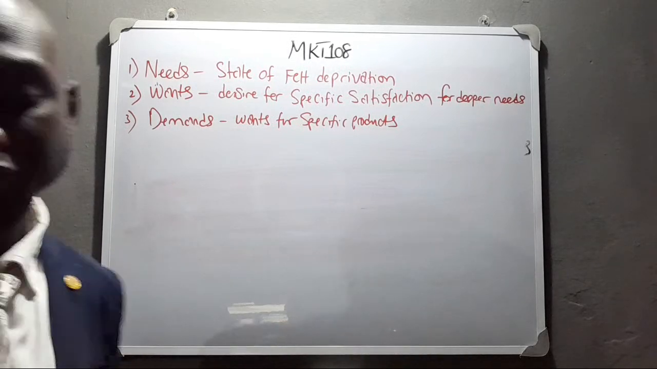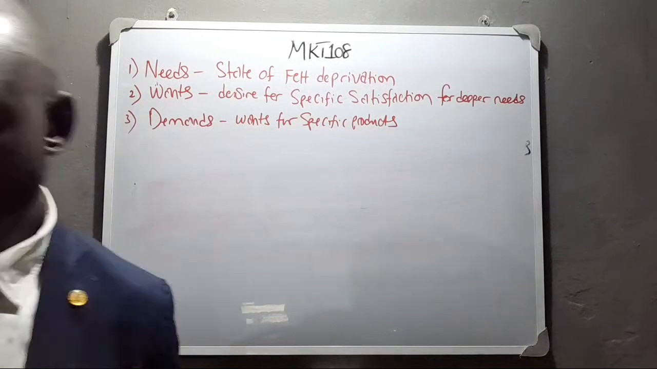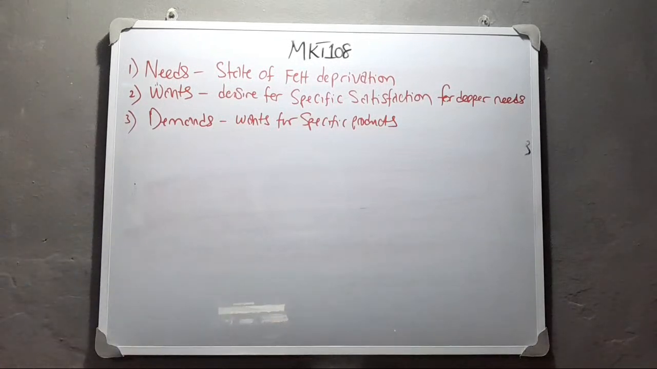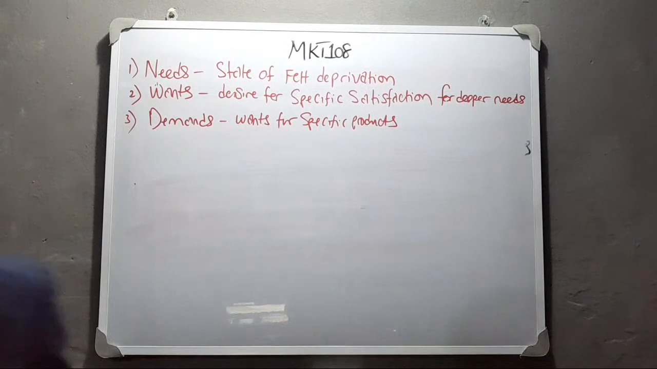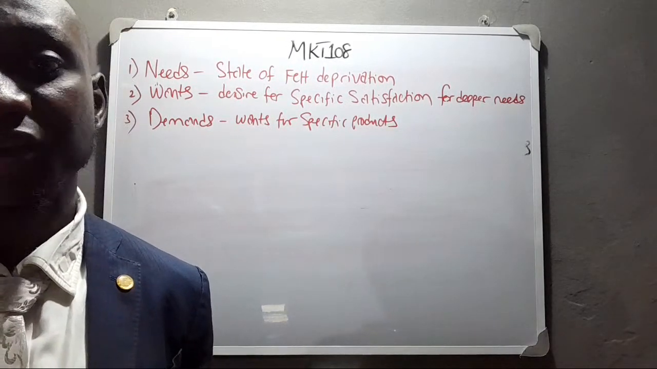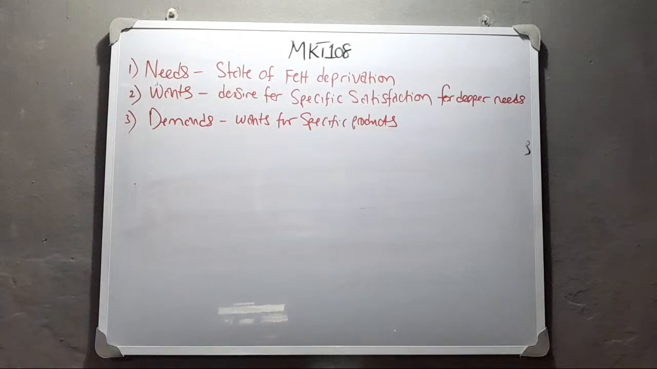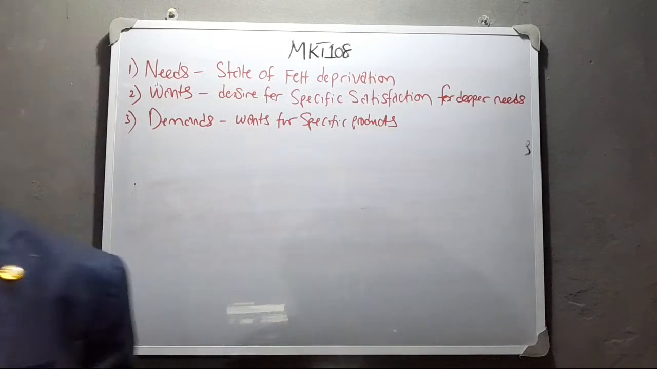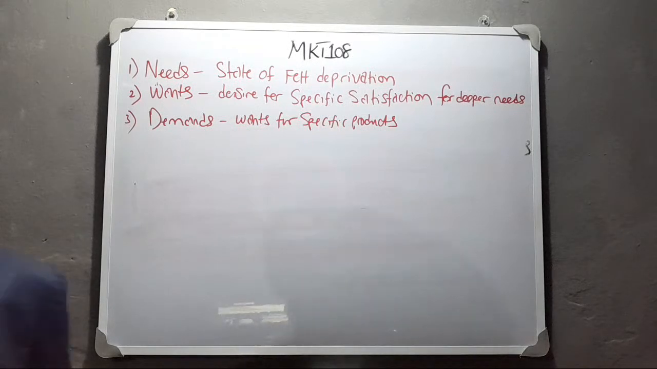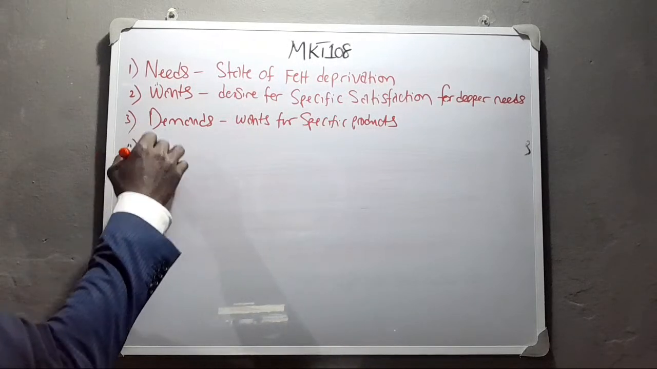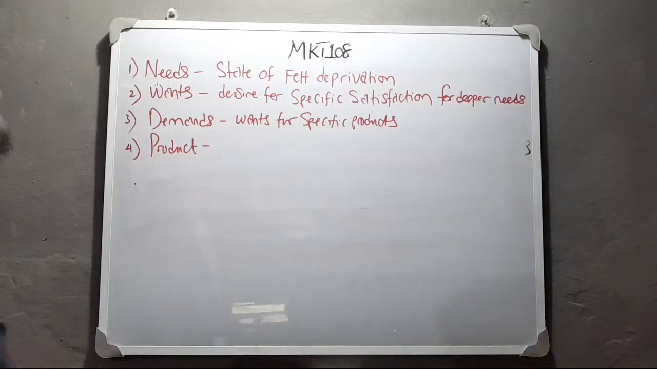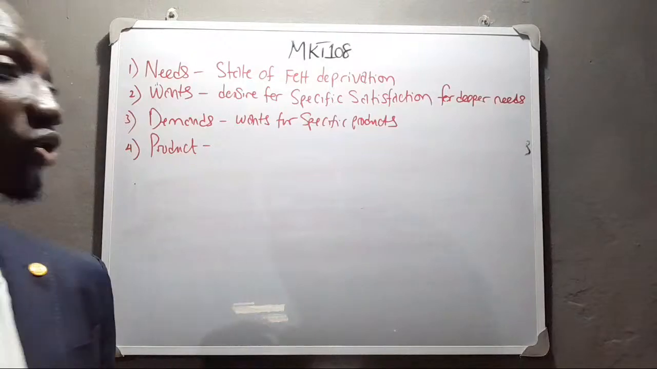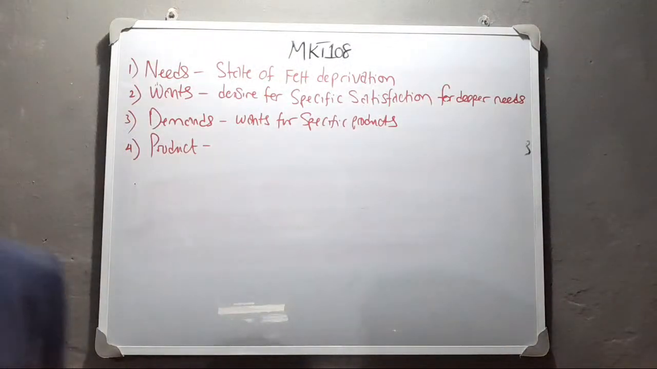So we have products. People normally satisfy their wants and needs with products offered in the market. Broadly, a product can be defined as anything that can be offered to someone to satisfy a need or want.